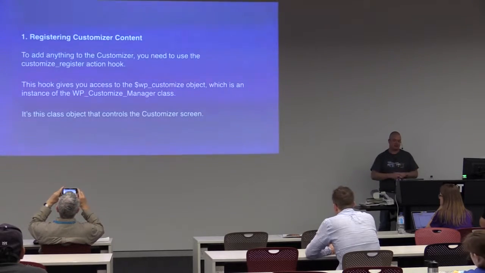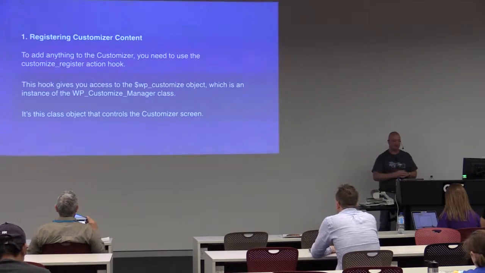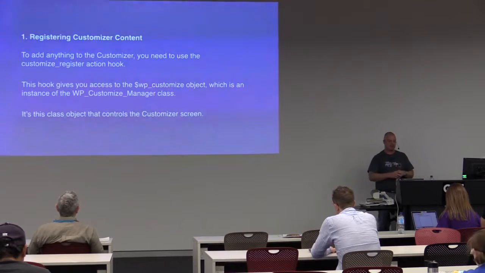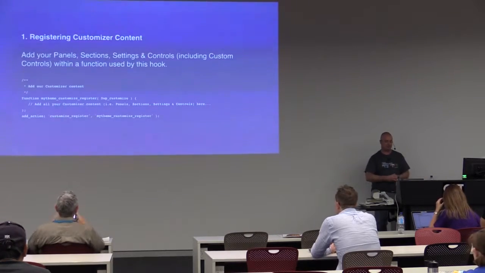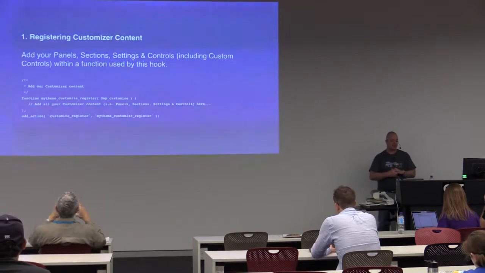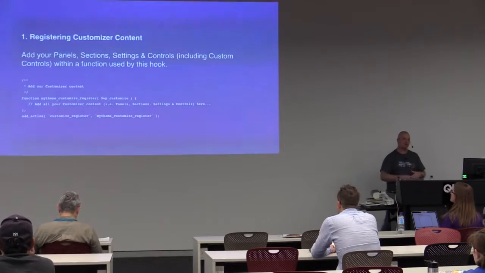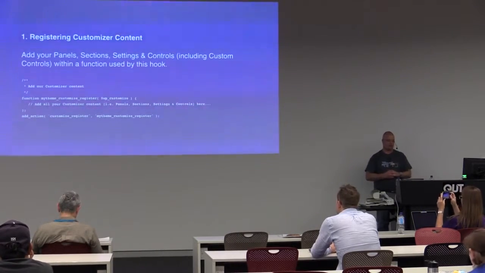Now, to add anything to the customizer, you need to use the customize_register action hook. This hook gives you access to the WP_Customize_Manager object, and it's this class that actually controls the customizer screen. You need to add your panels, sections, settings and controls, including any custom controls you create, within a function used by the customize_register hook.